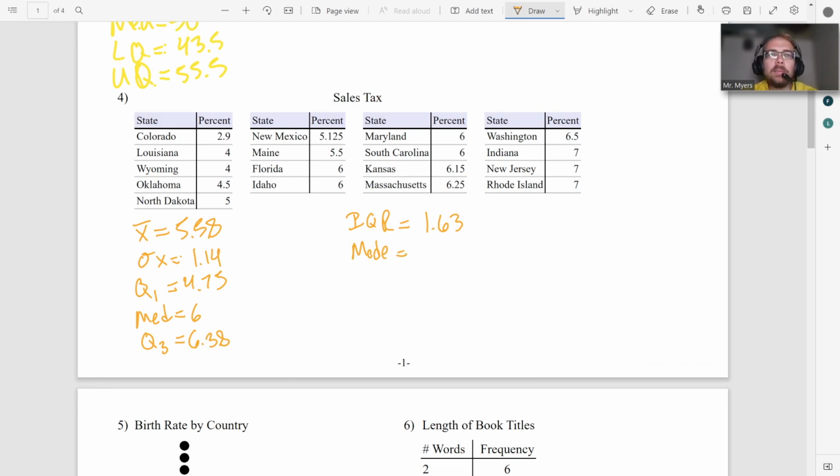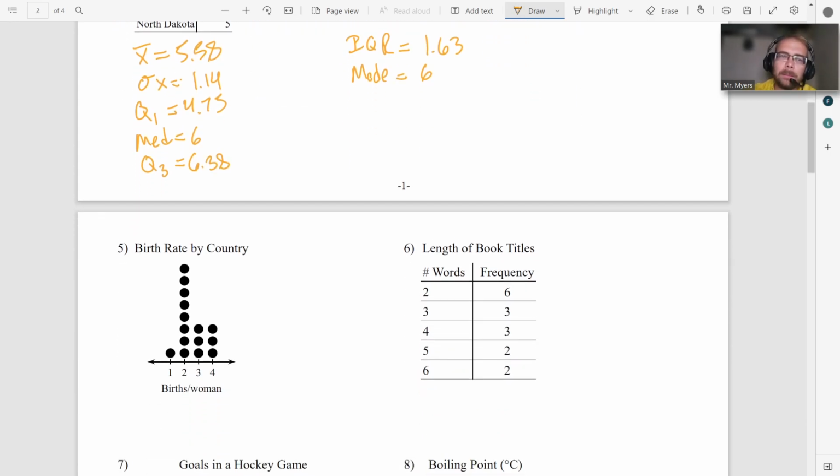The mode got a little bit more interesting on this one. So there's several numbers that repeat, but if there are several different numbers that repeat, you don't list them all for the mode unless they all repeat the same number of times. I might not have made that super clear on number 2 or number 1, but that is a thing. So even though there's several numbers that repeat, only one number repeats 4 times, and that's 6. So the mode is 6. All right, and that's it for that one.